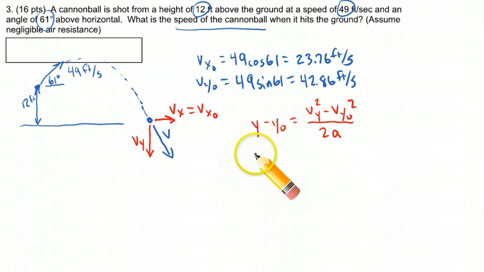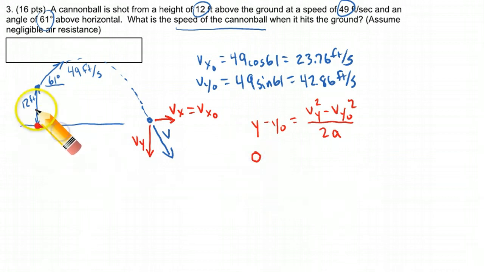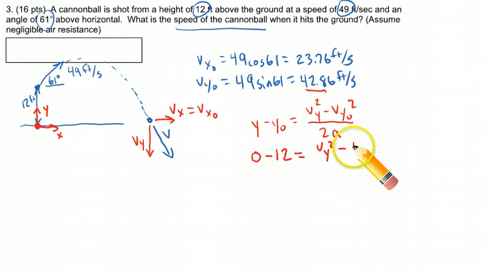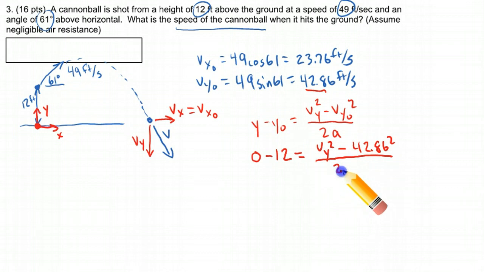Okay, so our final y is 0 if we set our coordinate system right here. Let's come back over here and do that. Our initial y is 12. Fix my mistake there. Okay, the final y is what we want to solve for. The initial Vy0 was this value right here, 42.86 squared. And acceleration, we're in feet per second, so that's going to be minus 32.2.